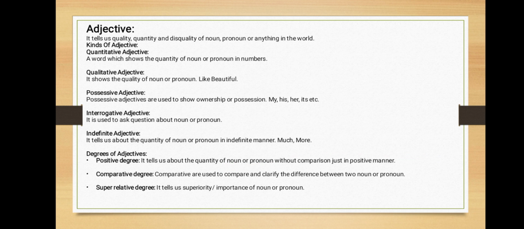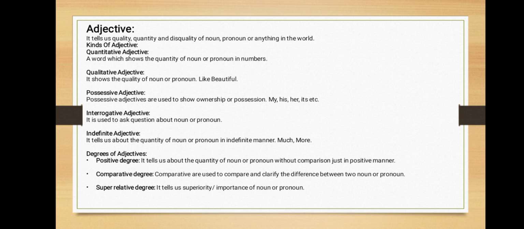Let's come forward to adjective. An adjective tells us the quality, quantity and disquality of a noun, pronoun or anything in the world. For example, beautiful, ugly, good, bad, etc. There are six kinds of adjectives: quantitative adjective, qualitative adjective, possessive adjective, interrogative adjective, indefinite adjective, and degrees of adjective. Let's discuss them one by one.